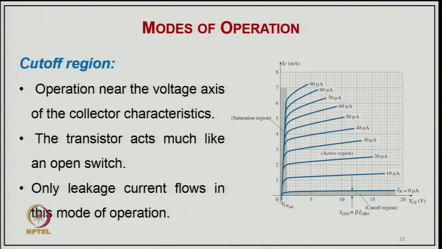So the first region is the cutoff region, and operation near the voltage axis, this is the cutoff region, where the base current is 0 and you have almost negligible collector current even if you apply different voltages to VCE. Since it works as an open circuit, we call this the cutoff region. Operation near the voltage axis of the collector characteristic, the shaded portion here, the transistor acts much like an open switch and only leakage current flows, as shown here also.